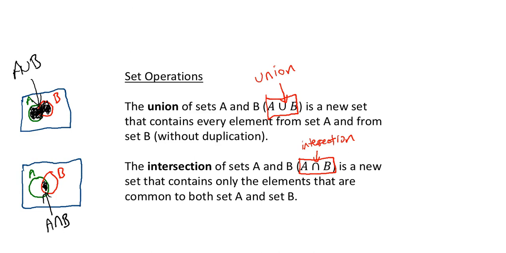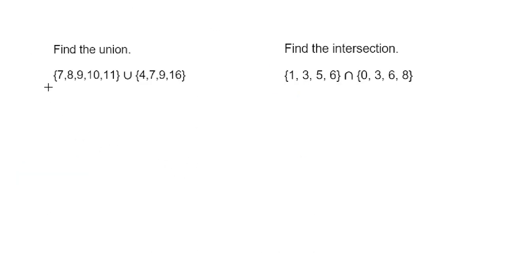So let's take a look at an example. We have these two sets here. These curly braces are used to indicate a set of elements, and the elements that we're going to be looking at for the most part in this class would be numbers. And so we have in this set the elements of 7, 8, 9, 10, and 11. Those are the elements of that set. In this set here we have 4, 7, 9, and 16.